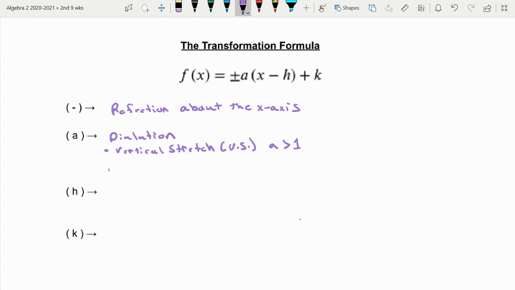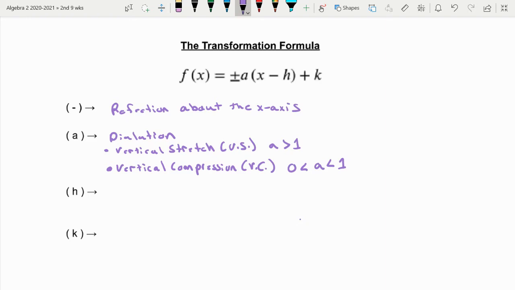And then the second thing is a vertical compression. I'll put VC sometimes. Now this one's very specific. It's between 0 and 1. We know why it can't be 1, but it can't be 0 because anything times 0 is just 0, it just wipes it out. But any decimal or fraction between 0 and 1 is a vertical compression. Again, the sign has nothing to do with it.